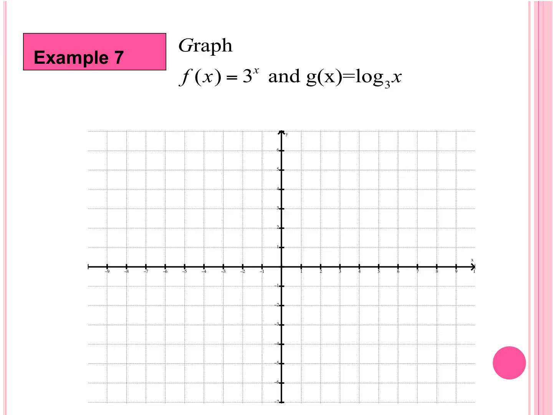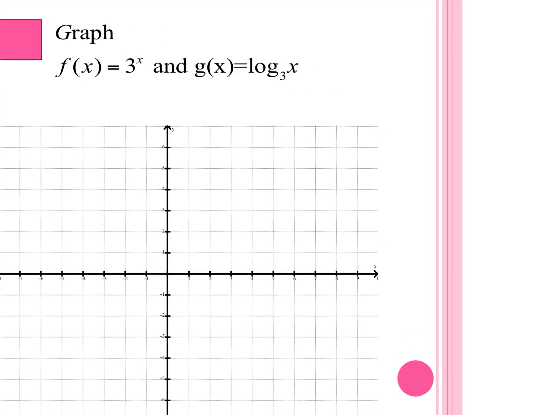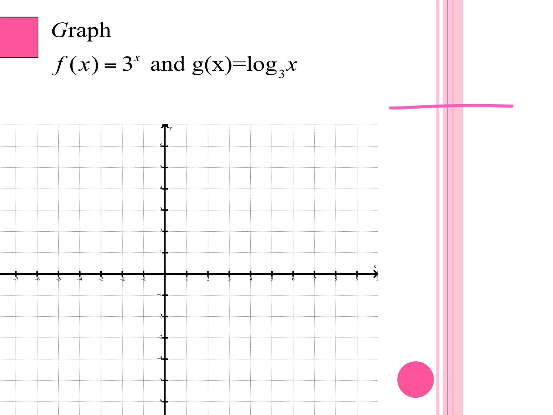So example 7, we want to graph 3 to the power of x and log base 3 of x. So let's start by graphing our exponential function. I'm going to graph it the same way we did in part 1, where we plot values for x, get our y values, and that'll give us our points. So some good numbers to plug into x would be negative 1, 0, and 1. So I'm plugging it into my exponential function here.